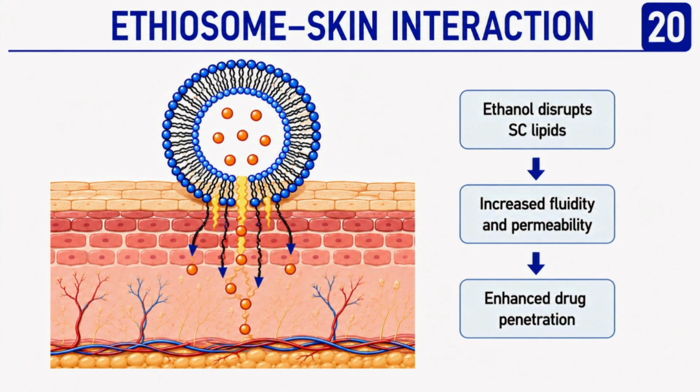Ethosomes skin penetration. When ethosomes reach the stratum corneum, several interactions occur here. Ethanol can penetrate into the lipid domains of the stratum corneum. This can disturb the highly ordered lipid arrangement, so the barrier becomes temporarily more fluid here. Meanwhile, the ethosomal vesicle itself remains sufficiently flexible to deform here. This creates a favorable situation for drug transport.